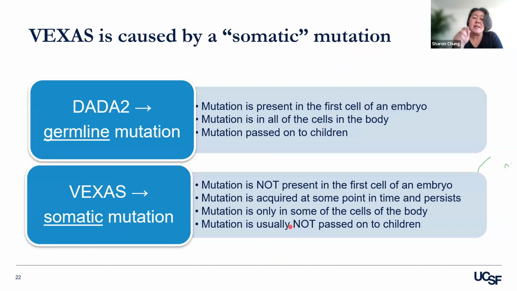VEXAS, on the other hand, is caused by a somatic mutation. So this is a mutation that is not present in the first cell of an embryo. This is a mutation that we acquire at some point in our life, and it persists. And because we acquire it later in life, it's only present in some of the cells of our body, and the mutation is generally not passed on to our children.